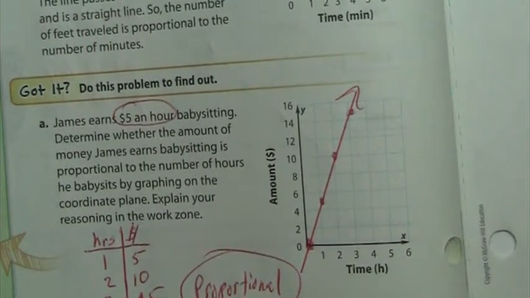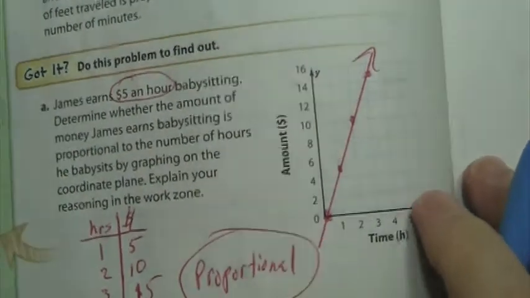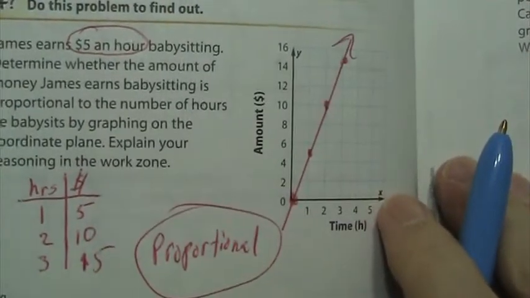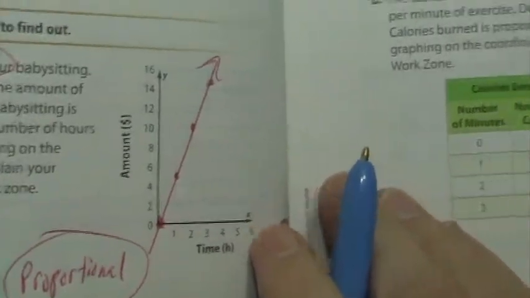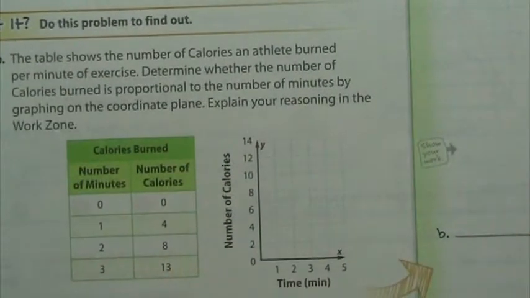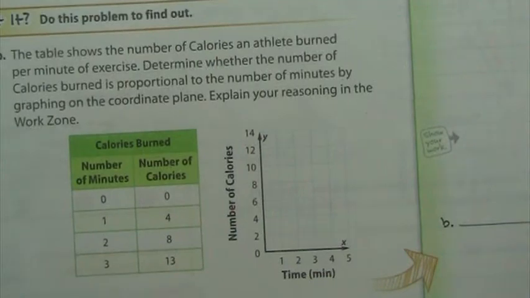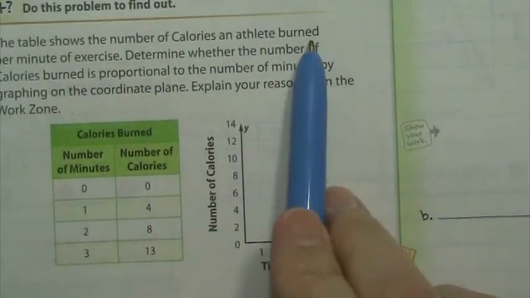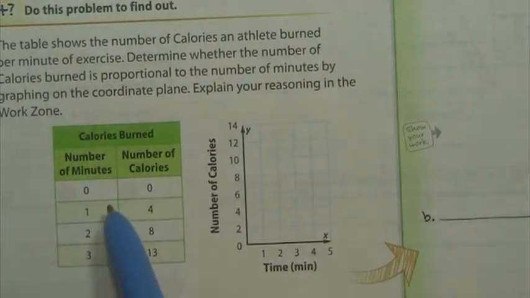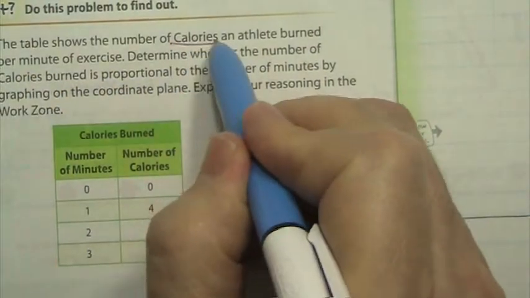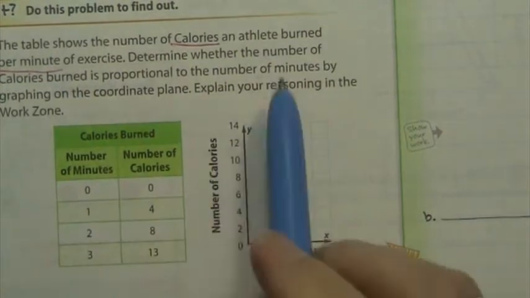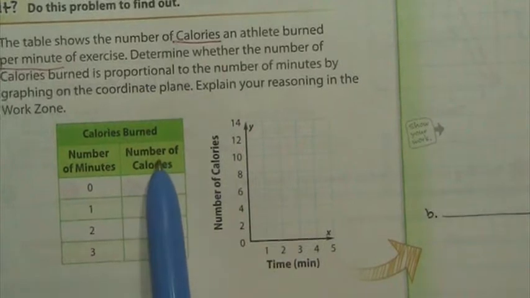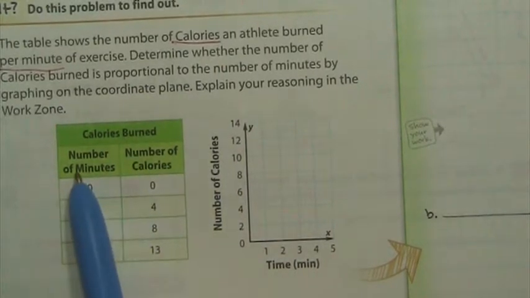The dollars and hours are proportional. Let's try another one. Slide over to the letter B, right beside it, on the other page. The table below shows the number of calories an athlete burned per minute. Determine whether the number of calories burned is proportional.